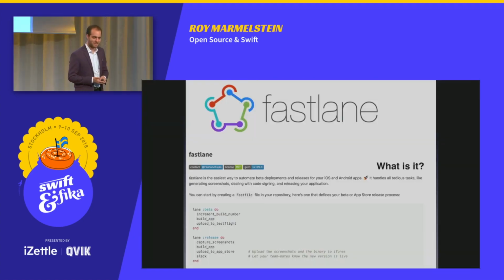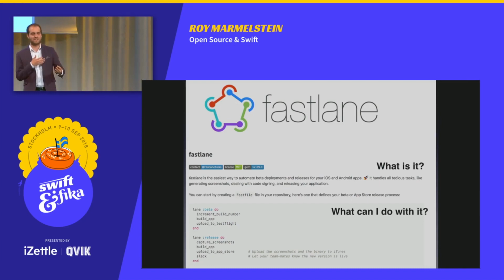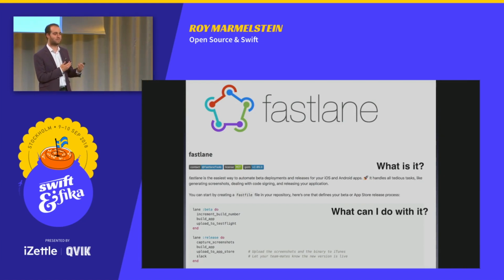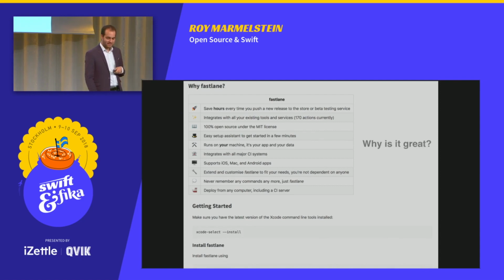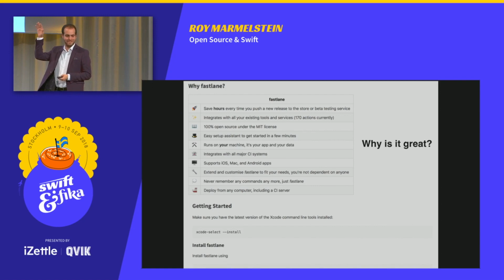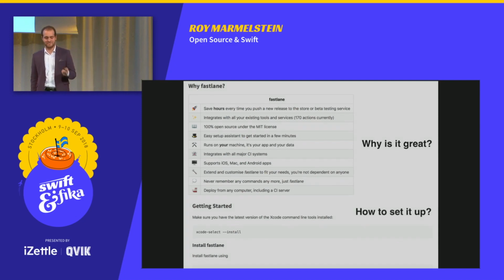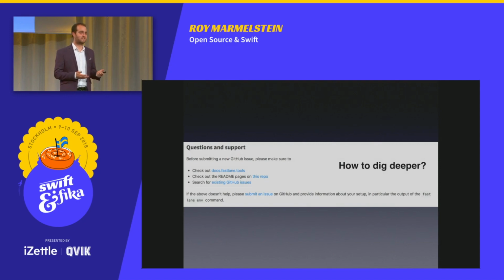So the README for Fastlane starts by telling you what Fastlane is. Then it follows up by telling you what you can do with it, by giving you this very short tutorial and code example showing how easy it is to work with Fastlane. Then it gives you a list of features, and they've done it with nice emojis here, so it's easy to read, and you very easily understand what makes Fastlane great. You learn how to set it up and how to get started, and you get a bunch of links about how to dig deeper.